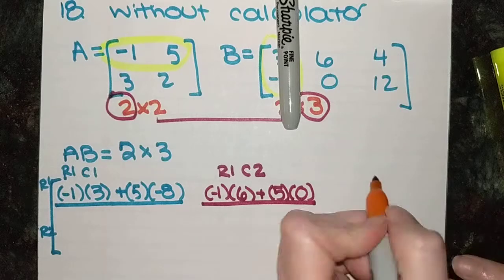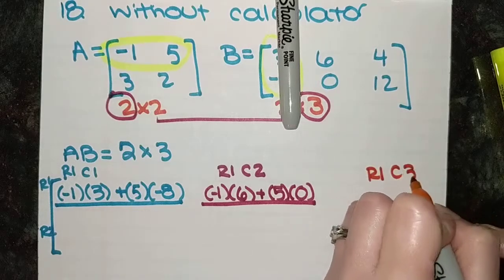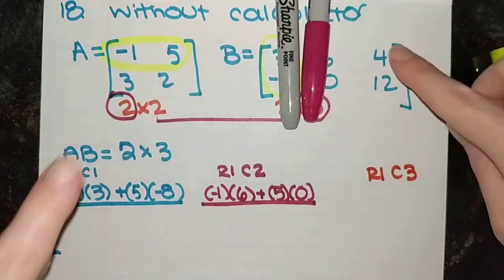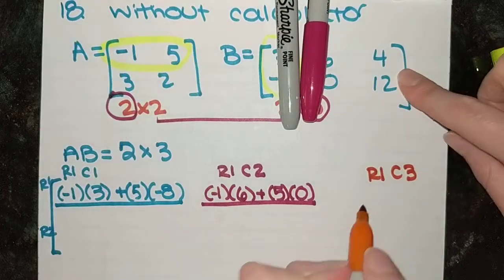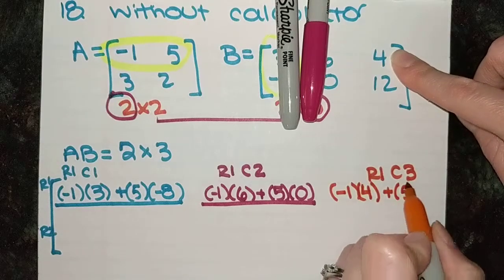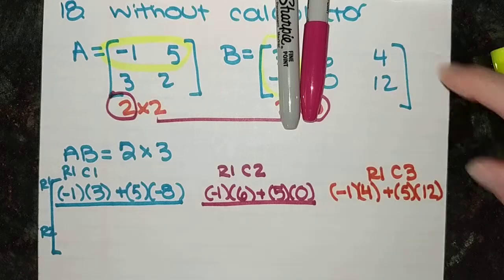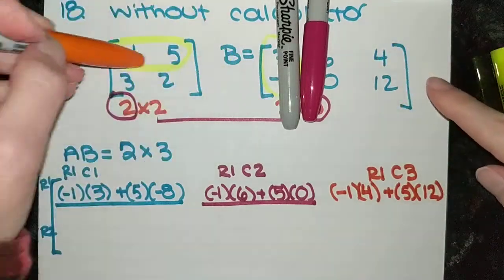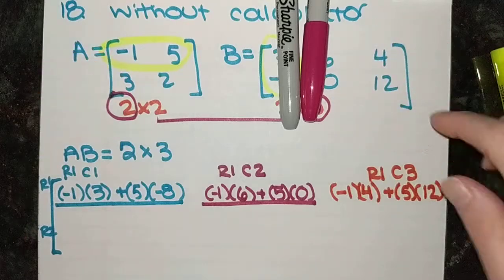Then, to get our row 1, column 3, we are going to multiply row 1 by column 3. So we'll take -1 times 4, and then add that to 5 times 12. Okay? So that is my row 1. I take row 1, multiply by column 1, row 1, column 2, row 1, column 3.